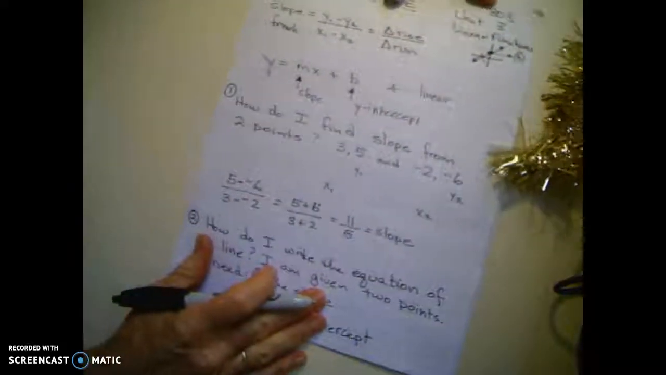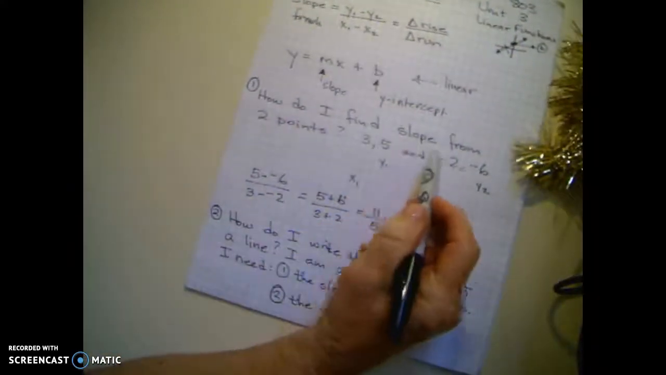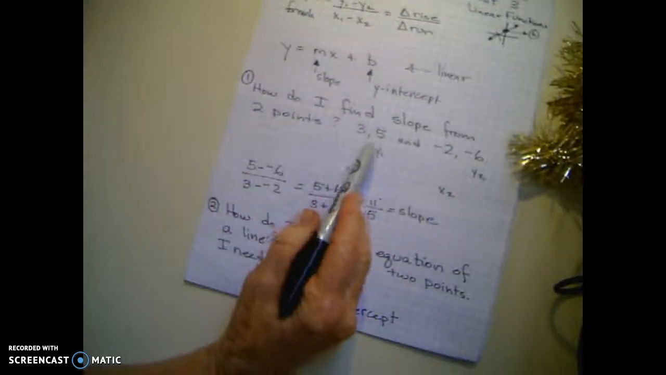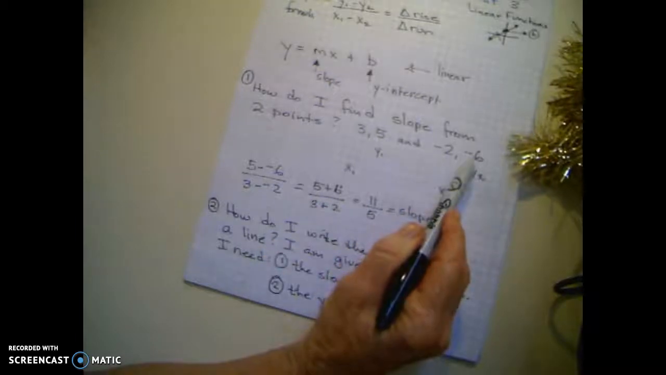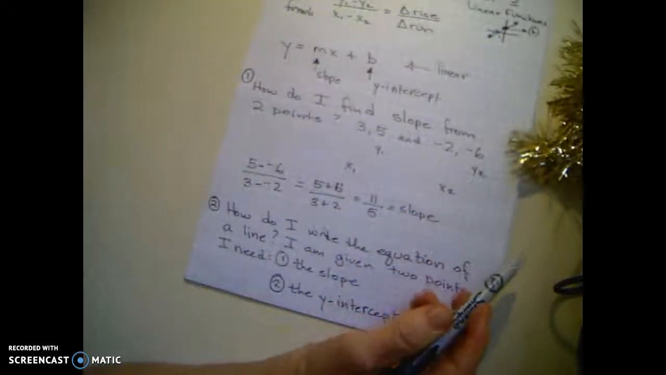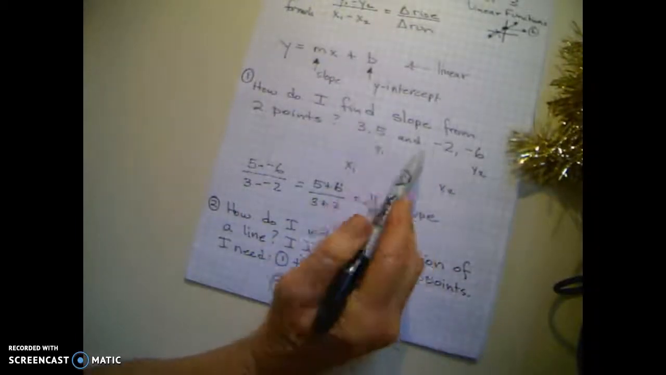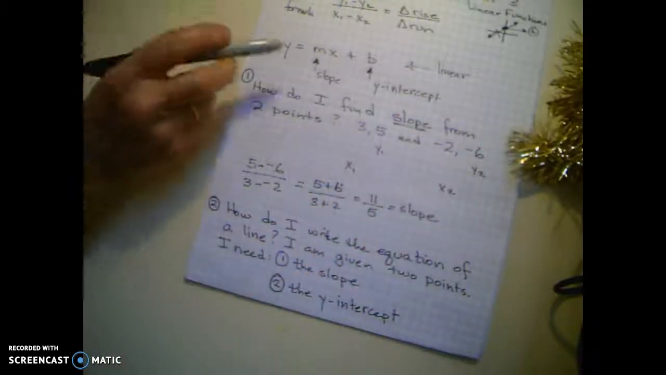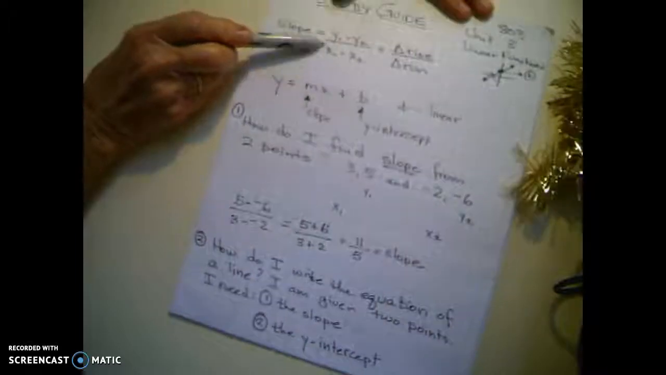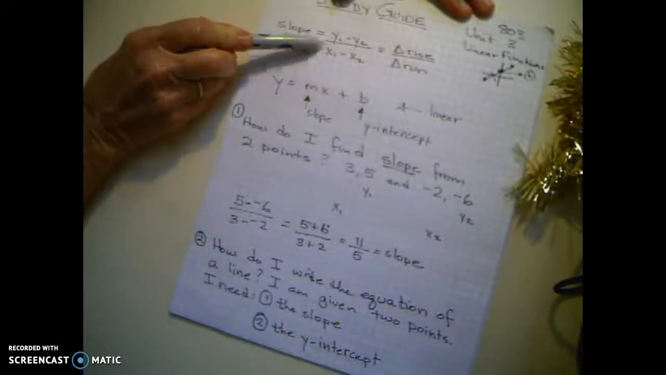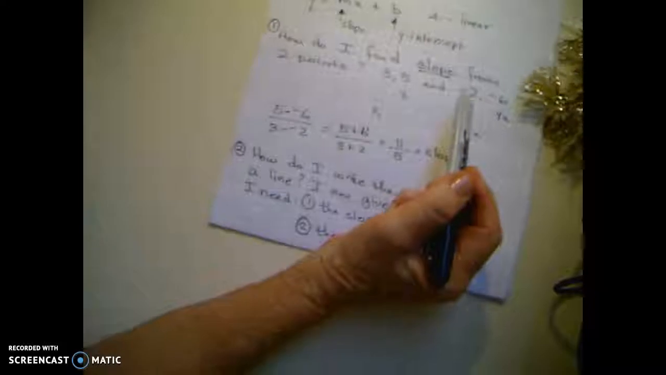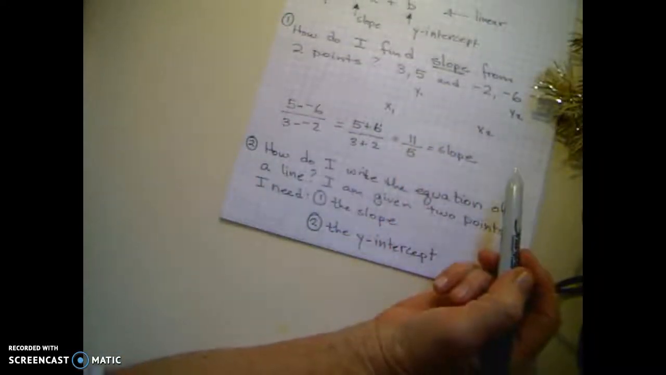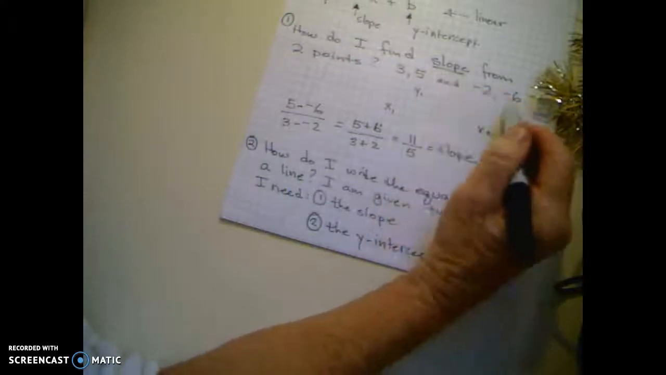So ask yourself the question, how do I find slope when I am given 2 points, 3, 5 and -2, -6? You're not going to get any more information than that, just 2 points, and you want to find the slope between those 2 points. So I go back up to my handy-dandy formula. It will come in very useful on this test. And I substitute points in. In this case, I just have to remember which point is 1 and which point is 2.